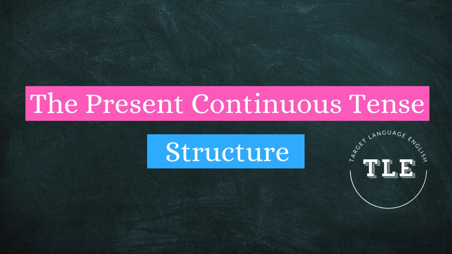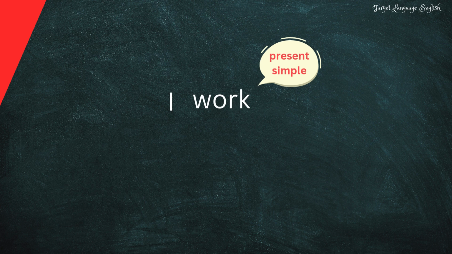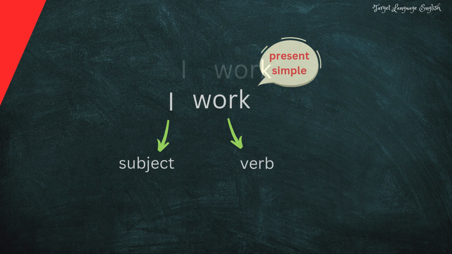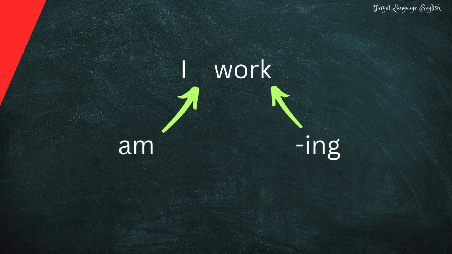Today's topic is the structure of the present continuous tense. How do we form the present continuous tense? Let's start with what we already know. In one of our previous lessons, we talked about the present simple tense and we used the example I work. We have the subject I and the verb work. To form the present continuous, which is our topic today, we need to add something to this sentence.